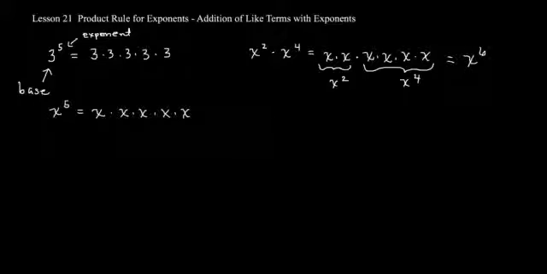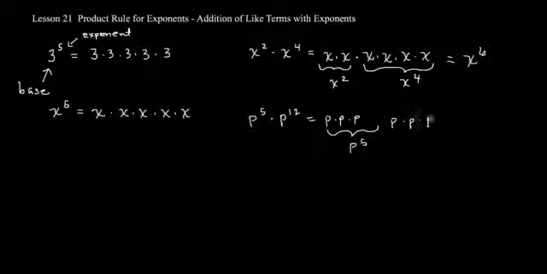So when we're multiplying, let's do one more. If I had p to the 5th times p to the 12th, one way we could do this problem is write out all the p's. So we could write p times p 5 times. That would be p to the 5th. And then we could do p times p times p times p, and we would go on for 12 times. And that would be p to the 12th. That would be p to the 17th power.